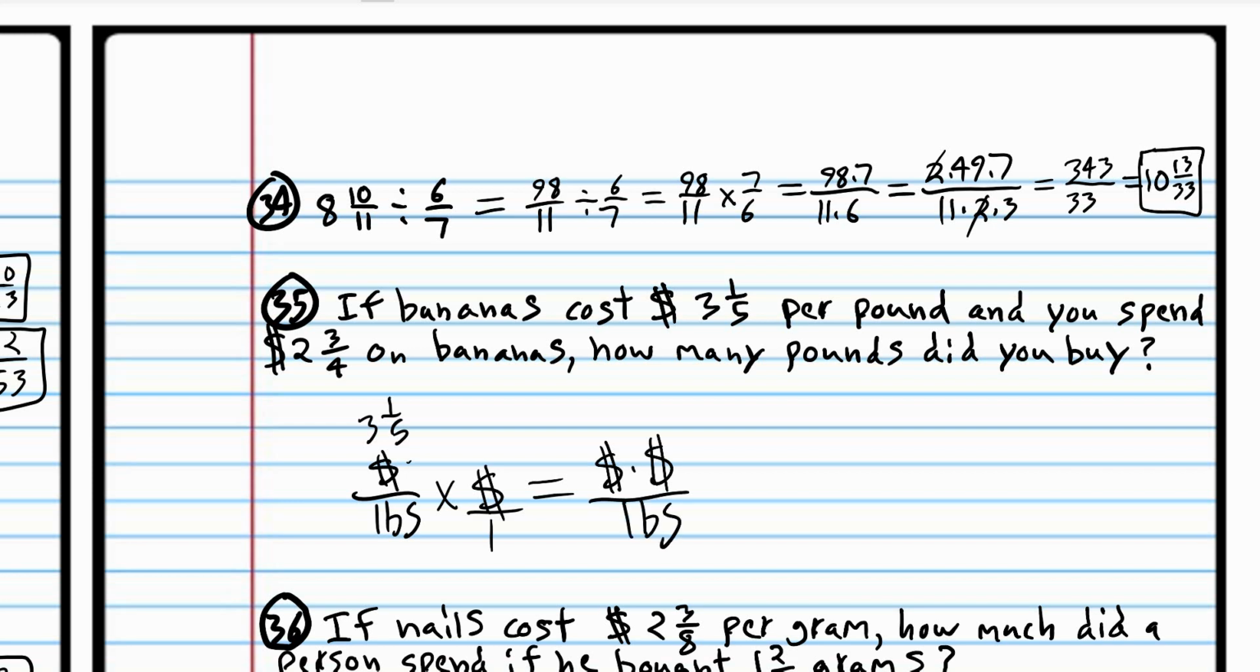Now, is that what we wanted? Did we want dollars per pound? No, we did not. We just want pounds. So if it's going to be the correct operation, we should just end up with pounds, and these dollars should cancel out. So we know that multiplication is not going to be the correct operation. All right, so let's change that. Oh, I forgot to write my number here. That would be 2 3/4, right?